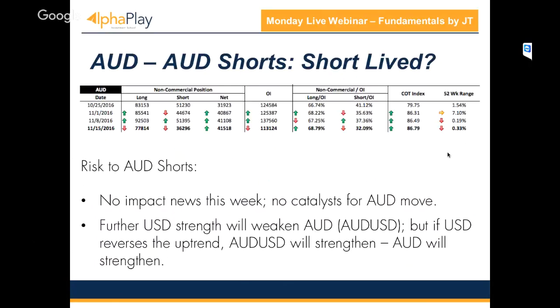But take a look at the Aussie USD. If you are trading the Aussie USD major pair, the US dollar is now the key driver, not the Aussie. If the US dollar strengthens, it would weaken the Aussie, which means Aussie USD is bearish overall. But if the US dollar, as I mentioned just a few minutes ago, reverses the uptrend and DXY gets rejected, the Aussie USD will strengthen and Aussie will strengthen as a result. This gives you an Aussie short risk.